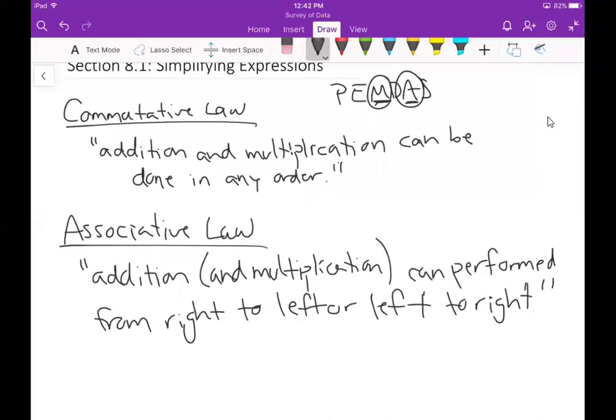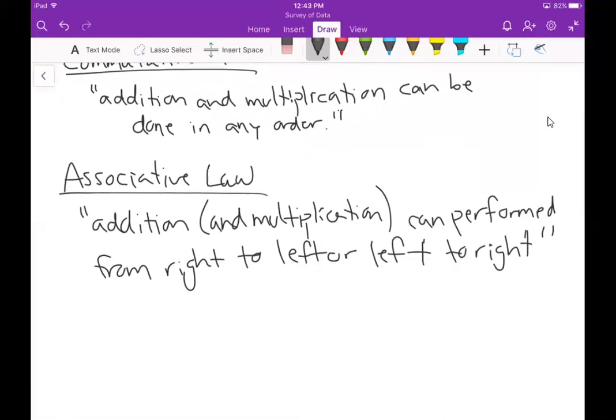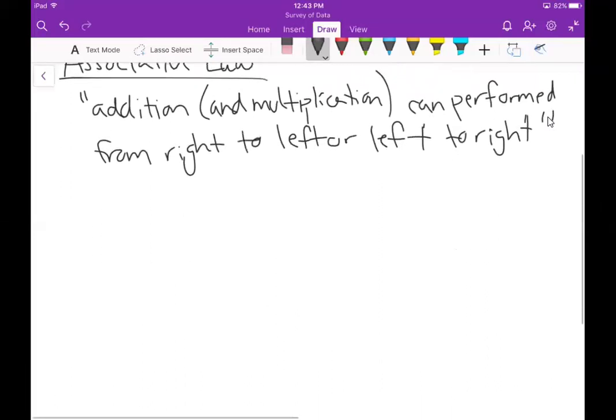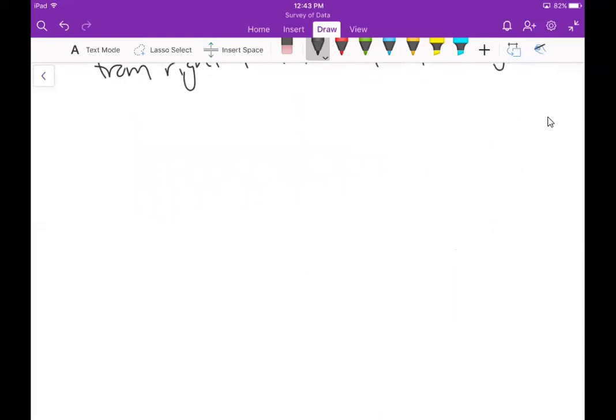So it's kind of like the commutative law, except the commutative law actually allows us to flip the two around, whereas the associative law allows us to think, I don't have to read this like a sentence. If I'm looking at addition or multiplication, I can do what happens on the right before I do what happens on the left. So let's think about how those laws would apply to simplifying these examples. We're going to look at some examples and simplify them.